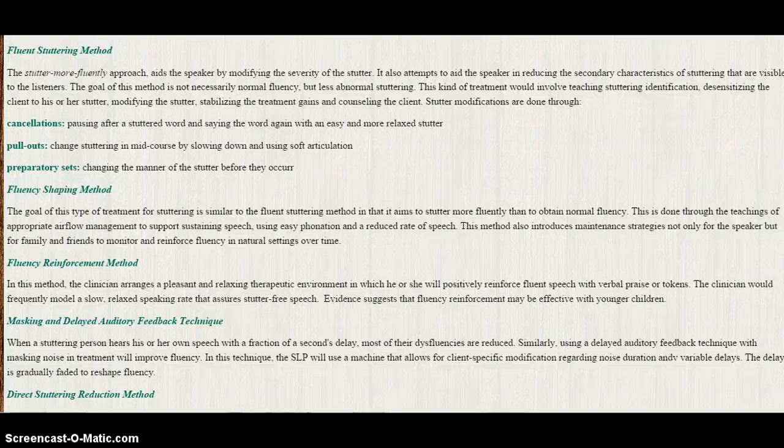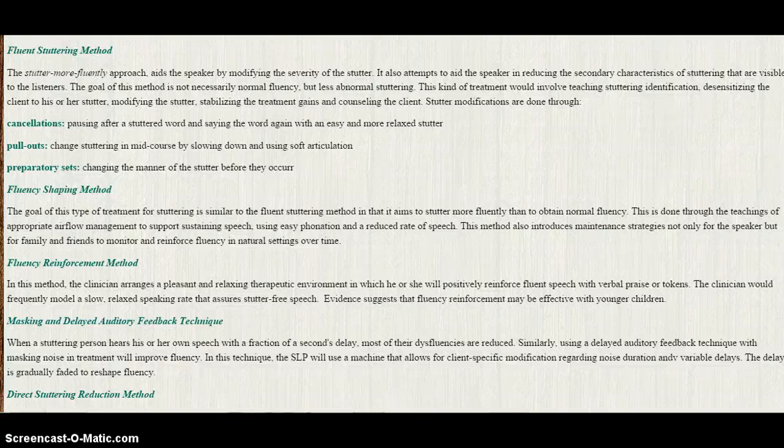And the stutter modifications in this method are done through cancellations, which is pausing after a stuttered word and saying the word again with an easy and more relaxed stutter. Pull-outs, which is when you change stuttering in mid-course by slowing down and using soft articulation. And preparatory sets, which is before the stutter occurs and it's just to change the manner of it.